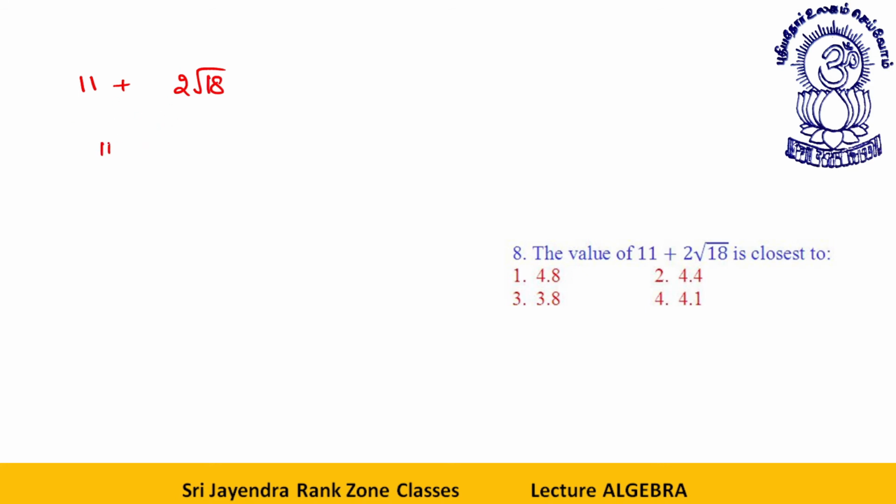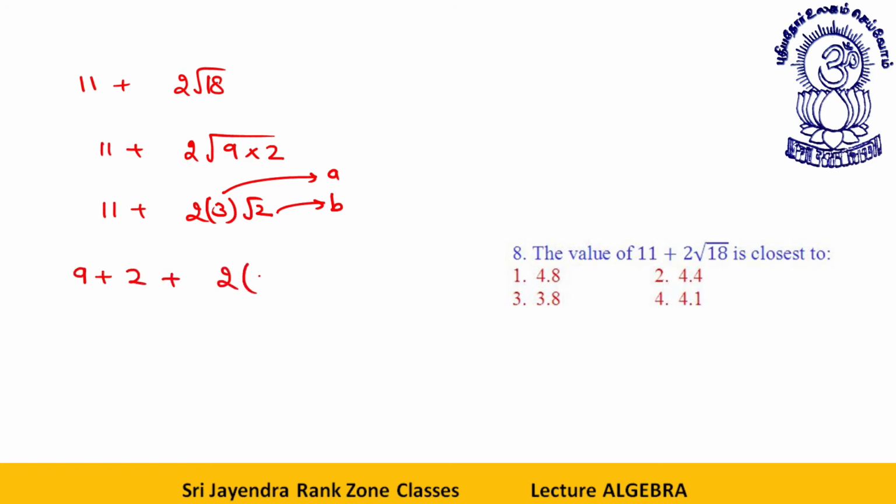See, dear student, this is 11 plus 2 root 18. How can I write this 18? Can I write it as 9 into 2? Then I can make it 11 plus 2 into 3 into root 2. Can I interpret this as A and this as B? If this is A, this is B, let me make it 9 plus 2 into 3 into root 2. Now this becomes A square, this becomes B square.